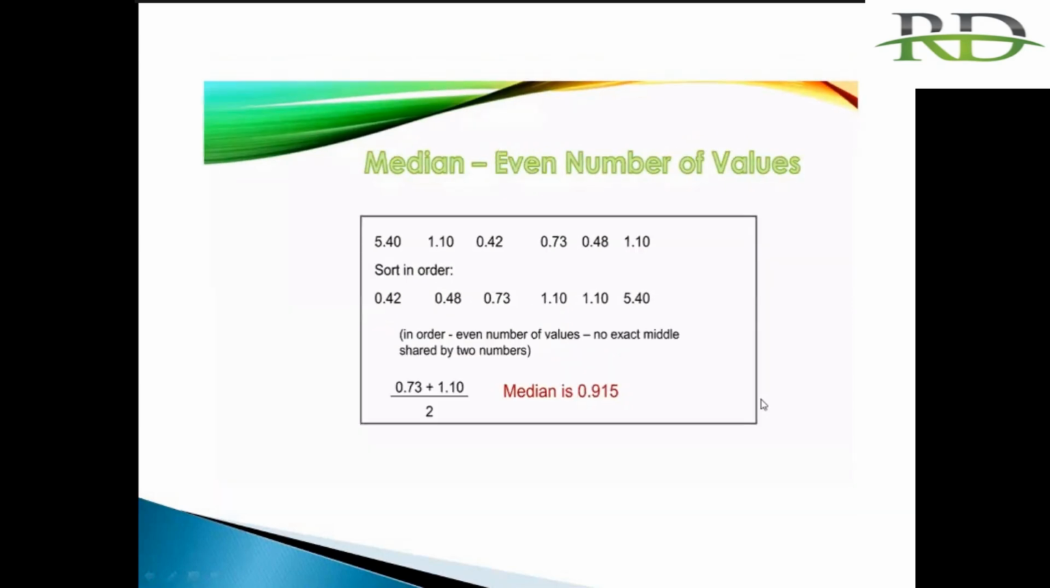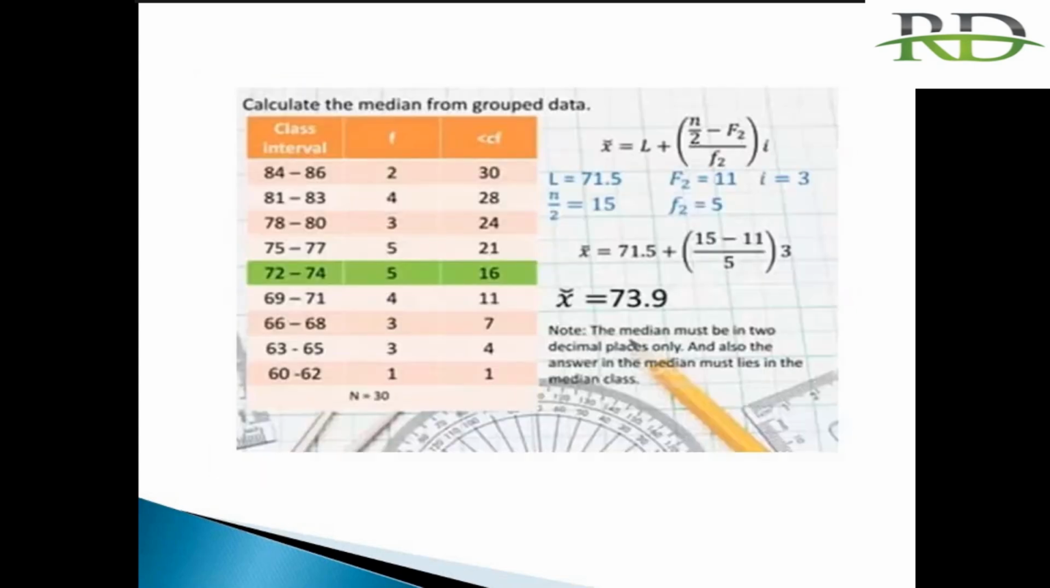Now come to the even case. Here we have 6 observations. Now we put them in ascending order. For 6, the formula for the median is the (n by 2)th term plus the (n by 2 plus 1)th term, divided by 2. So 6 by 2, that is the third term plus the 4th term divided by 2. The third term is 0.73, the 4th term is 1.1, and divided by 2, the median is 0.915. This is the case for the ungrouped data.